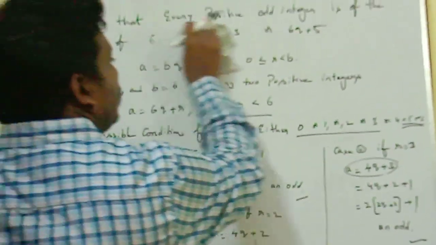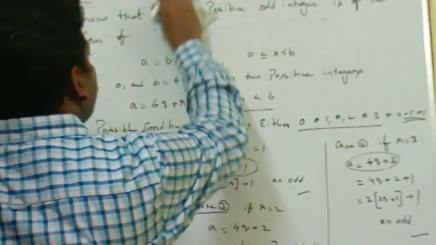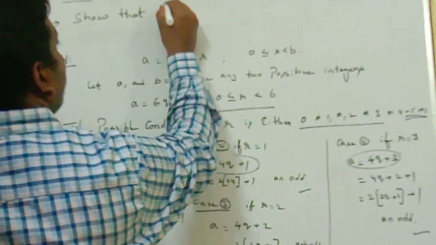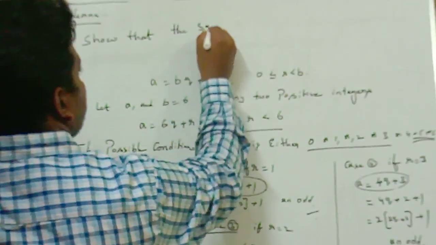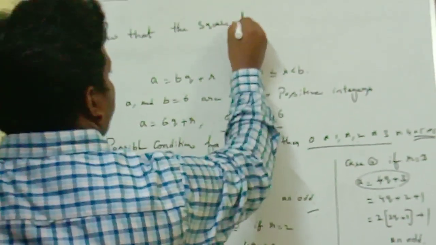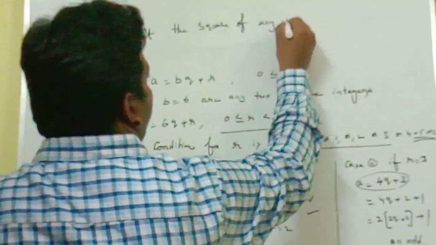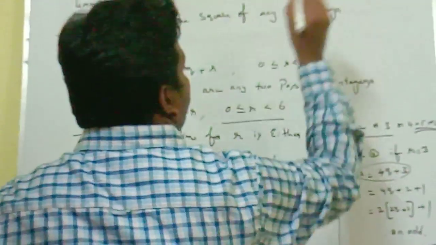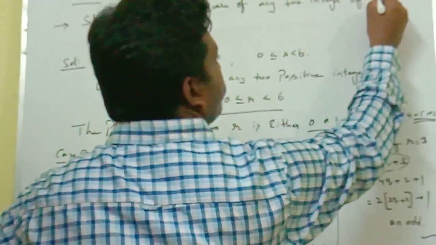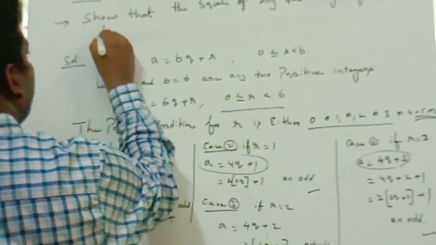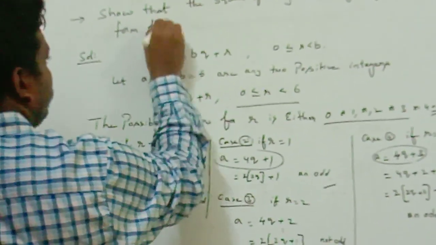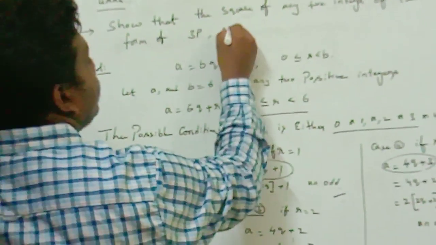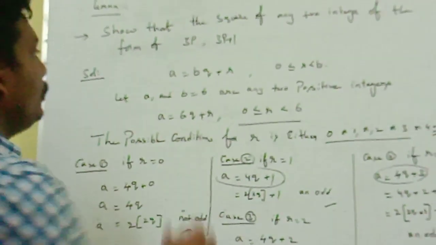Like that, another method, the square of any positive integer. Show that the square of any positive integer is of the form of 3p or 3p plus 1. So we should prove this one.